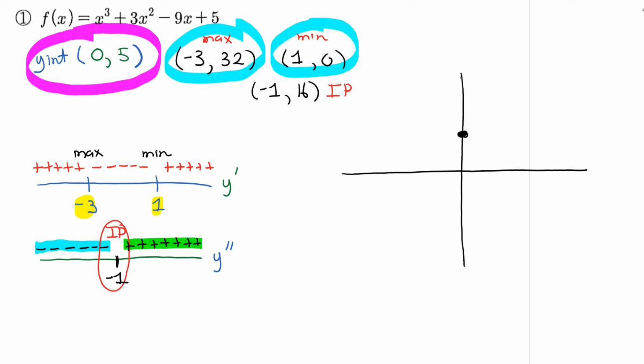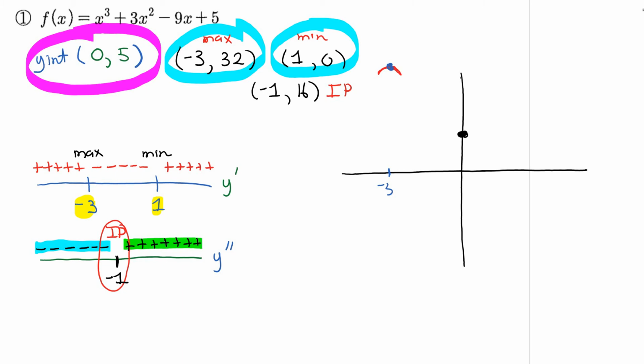So you need to approximate those to the best of your ability. So maybe -3 is right here and 32 is over here. And since it's a max, you can go ahead and put a max at that point because that's what it's going to look like on the graph.